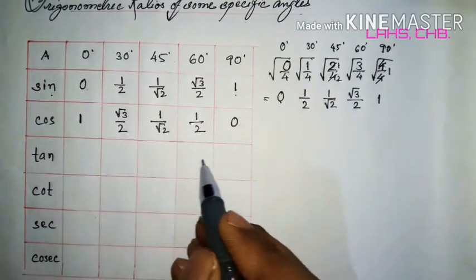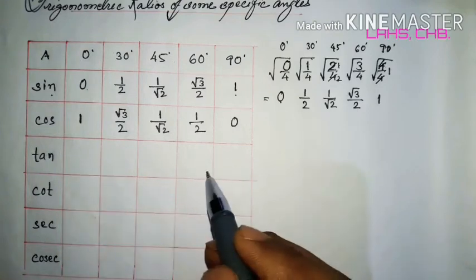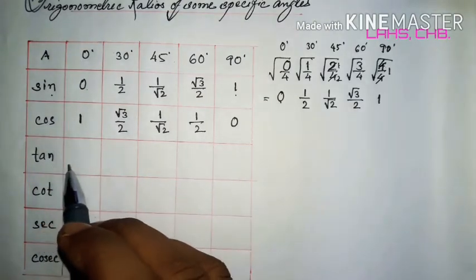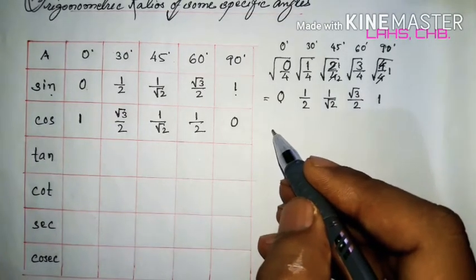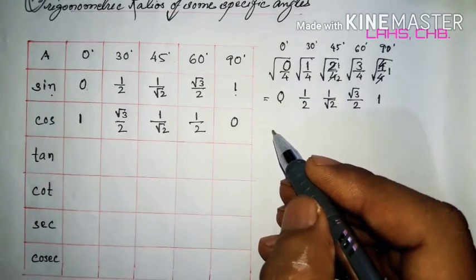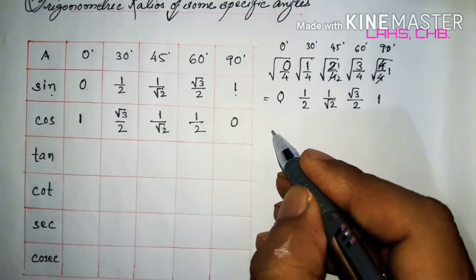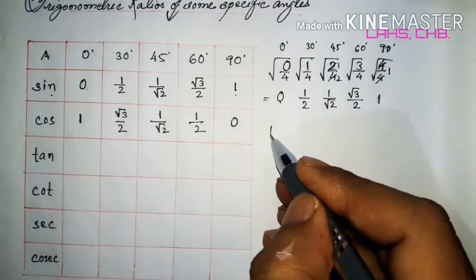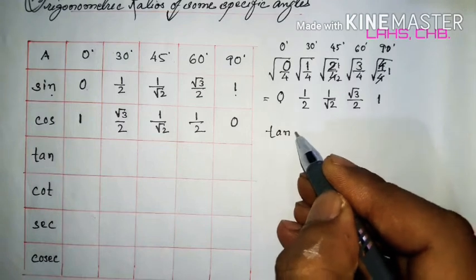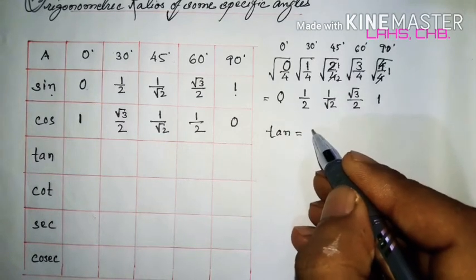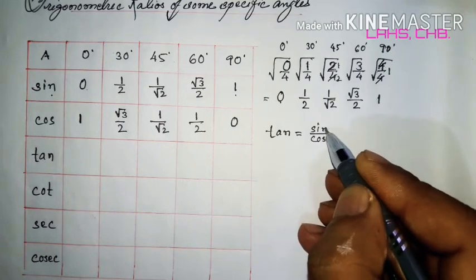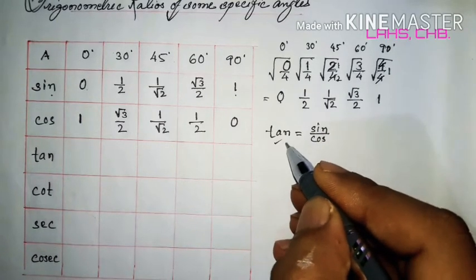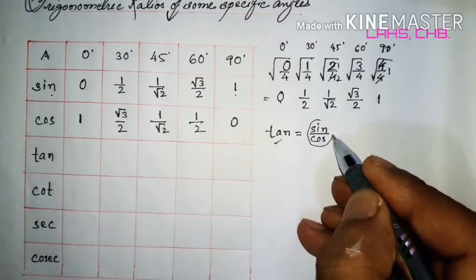Now see the tan ratio of different angles. How can we obtain the values of tan 0, tan 30, tan 45, tan 60, tan 90? In my last video I have already given some important trigonometric identities. As you know, tan value can be obtained just by dividing sine by cos. That means if you divide the sine value by cos, you will get the value of tan. So we are going to apply the same.